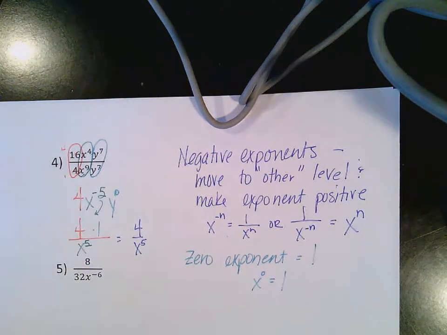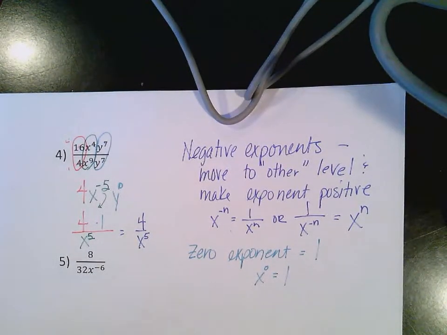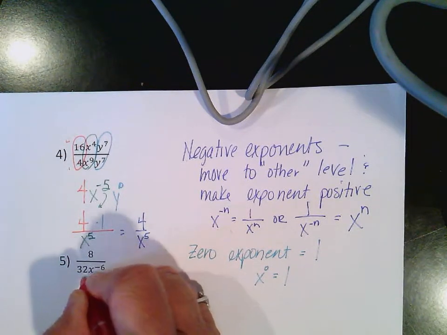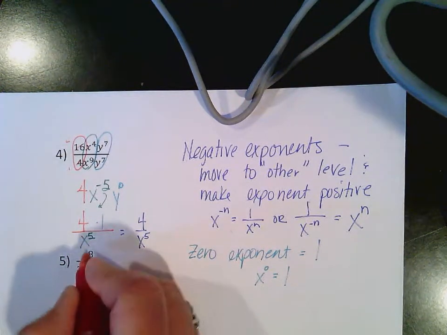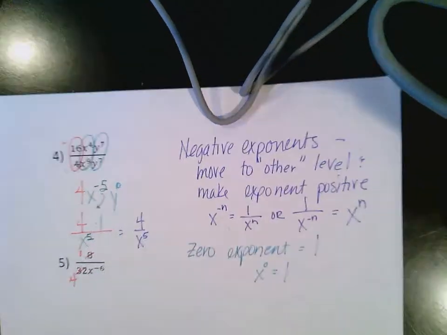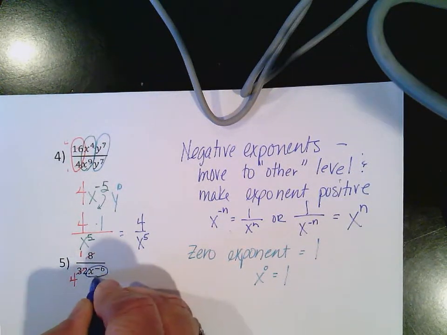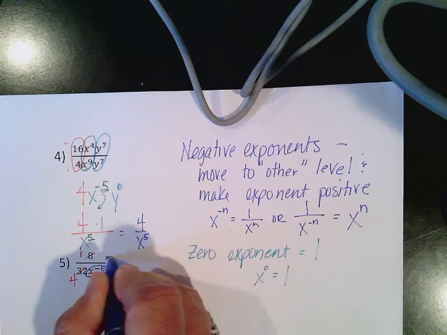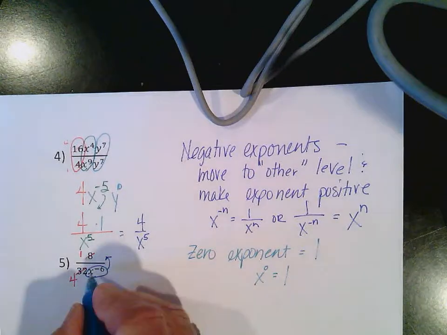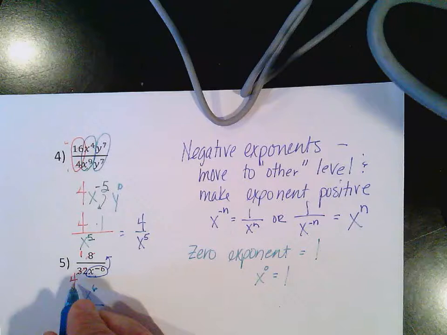Okay, now we're going to use all of that information and apply it to number 5. 8 divided by 32 is going to be a fraction, but you can simplify because 8 goes into both of these terms. 8 goes into 8 once. 8 goes into 32 4 times. And then my x has a negative exponent. Remember, if we have a negative exponent, we're going to move it up to the other level, so it's going to move to the numerator. So this is going to end up being x to the positive 6th in the numerator times the 1. And in the denominator, all I have left is the 4.